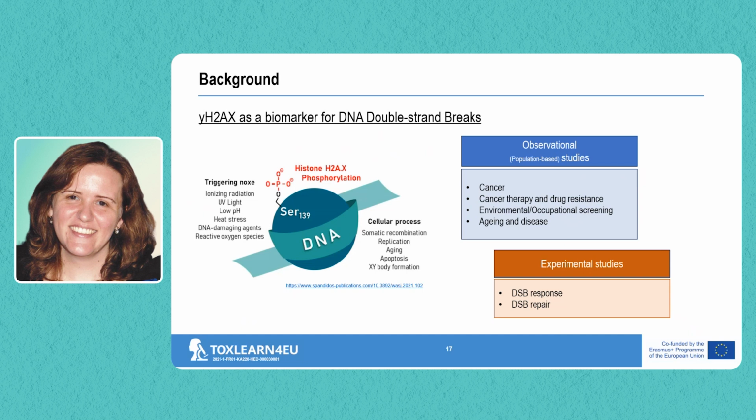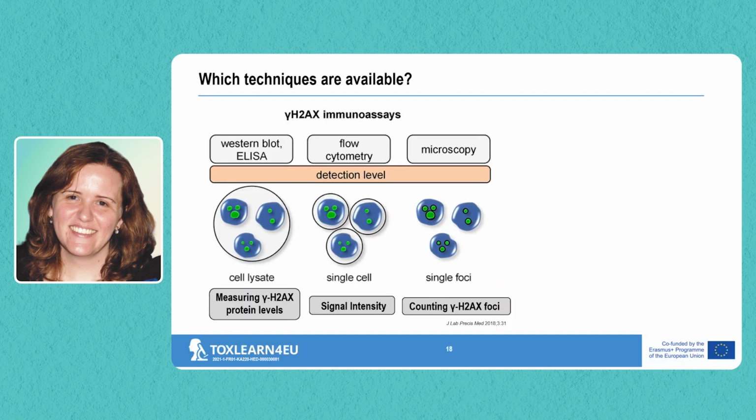And in terms of experimental studies, this biomarker has been used to study double-strand breaks response or double-strand breaks repair. In terms of matrices, you can use peripheral blood cells. This is the most usual matrix to use, but you can also use solid tissues. So the procedure is not very different from what is used in the COMET assay. You just need to isolate cells. You need a single cell suspension, and then you can run the assay. And it has already been used in exfoliated cells, in buccal cells.